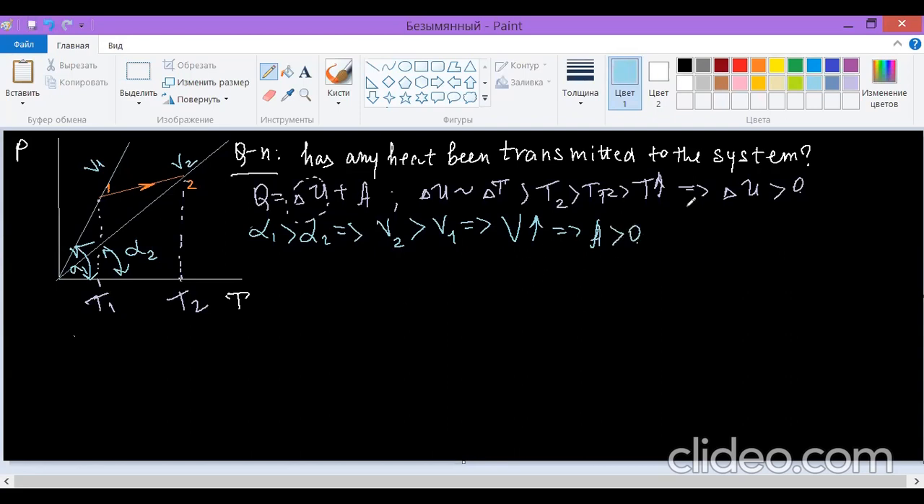So what can we see? Delta U is positive, and A is positive too. The two parts of this equation are positive. That's why their sum is positive too. We can conclude that Q is also positive. And if Q is positive, it means only one thing. It must be as clear as day for you that some heat has indeed been transmitted to the system. This is the answer to this question. Thank you.